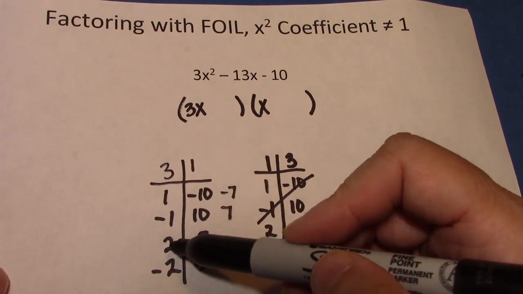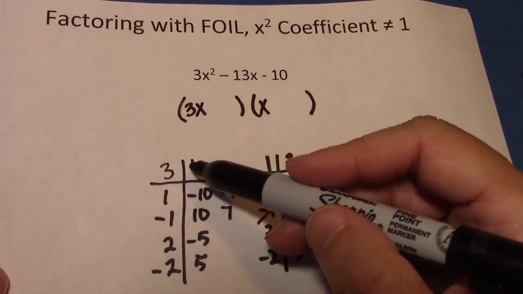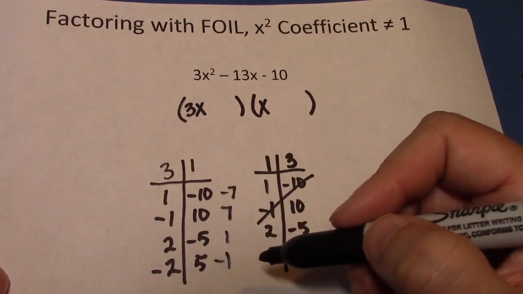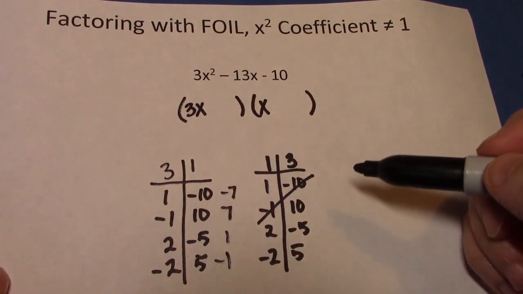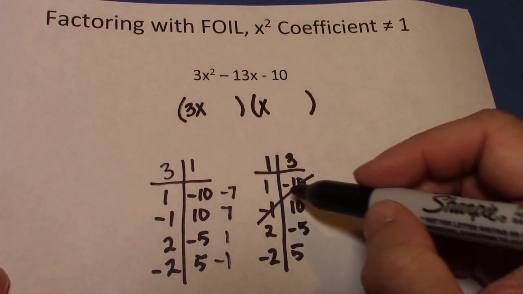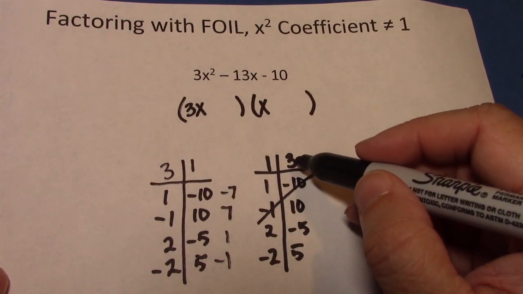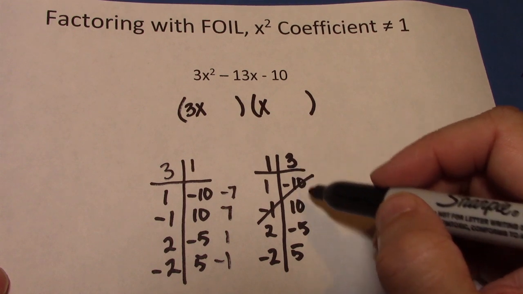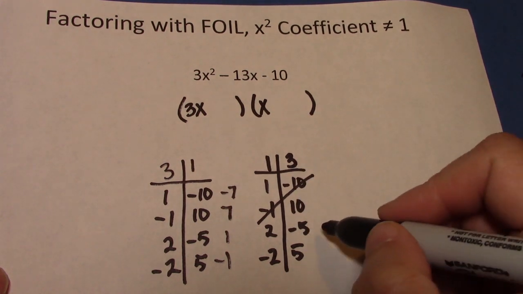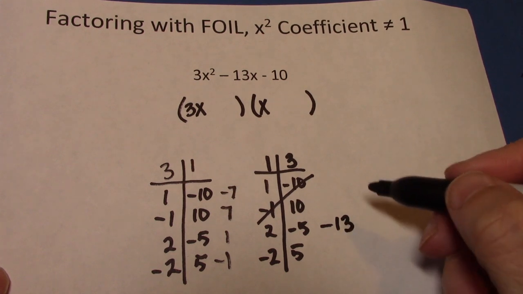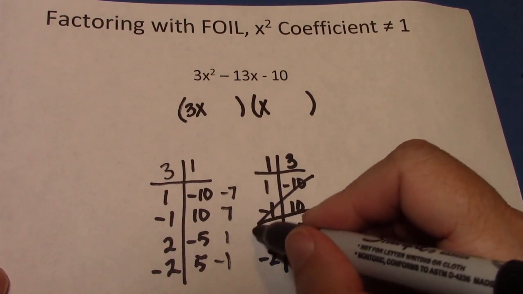So 3 times 2, that would be 6 minus 5. That would give me 1. So that's going to give me negative 1. Doesn't work. I'm looking for negative 13. All right. How about 1 times 2? That's 2 minus 15. 2 minus 15 is negative 13. Aha, I told you. So it's this one right here.